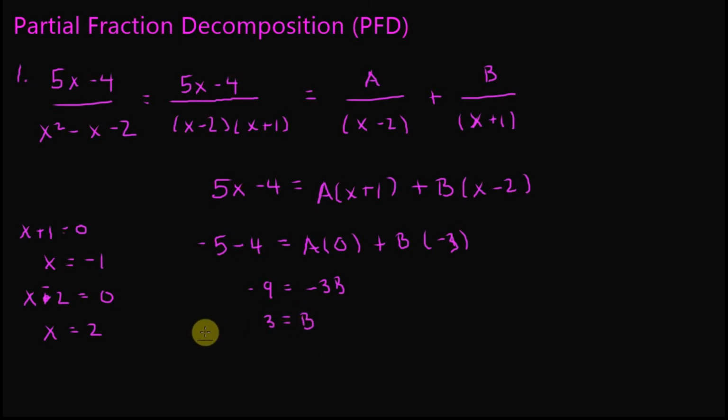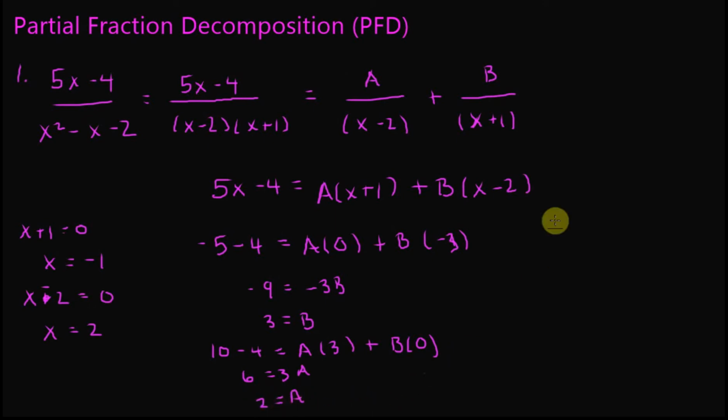Okay, now we just need to solve for a. Let's try and plug in the other root and see if it allows us to. So if we plug in 2, we get 5 times 2, which is equal to 10, minus 4 is equal to a times 2 plus 1, which is equal to 3, plus b times 2 minus 2, which is equal to 0. This simplifies to 6 is equal to 3a. Solving for a tells us that a is equal to 2.